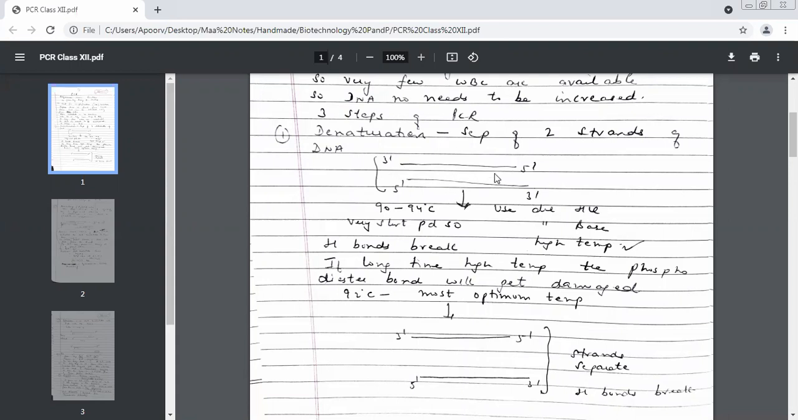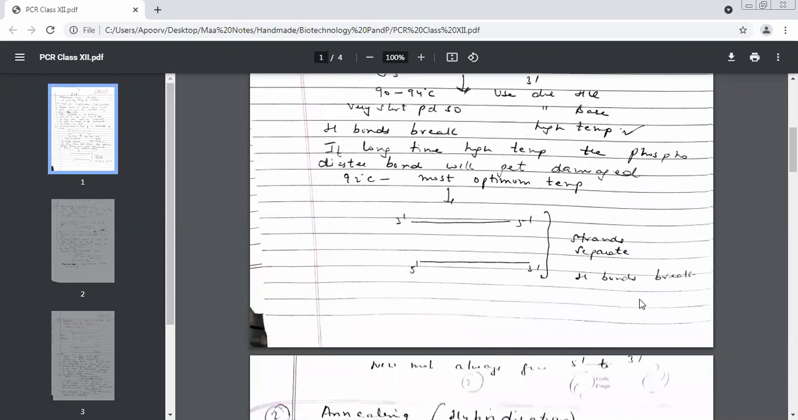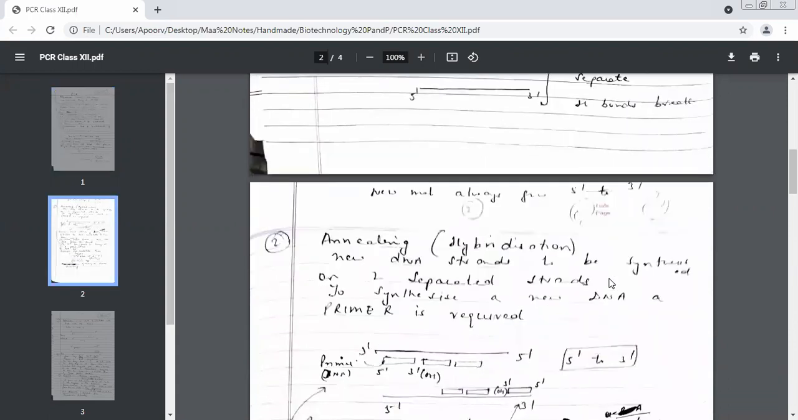See, we have hydrogen bonds between these two strands. So if we break the hydrogen bonds, automatically they will get separated. See over here, we have separated. These are single strands. Which bonds have broken? Hydrogen bonds.